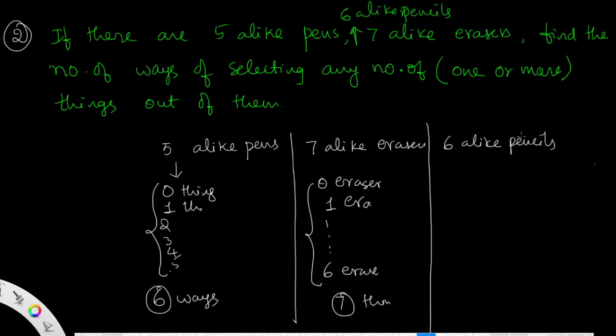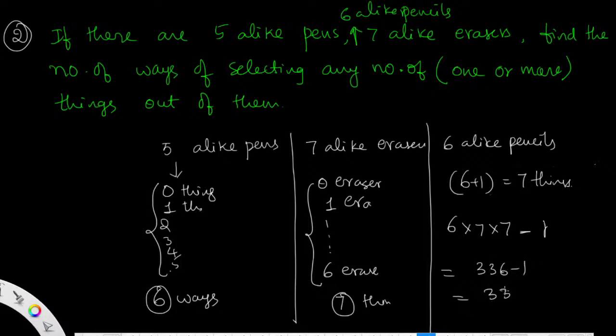Okay, 6 alike pencils are also given. Out of six pencils, we can select 0 pencil, 1 pencil, 2 pencils, and so on. How many things can we select? 6 plus 1, that is equal to 7 things. Now, the number of ways of selecting any number of things is 6 into 7 into 7 minus 1.